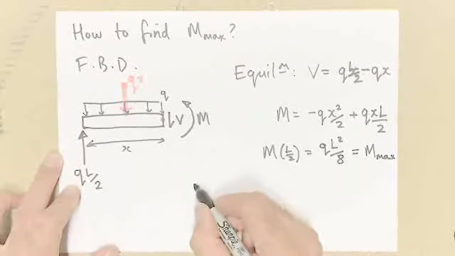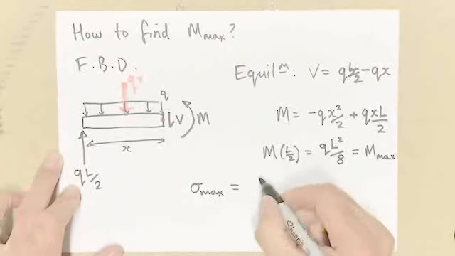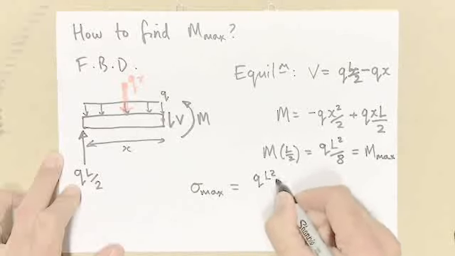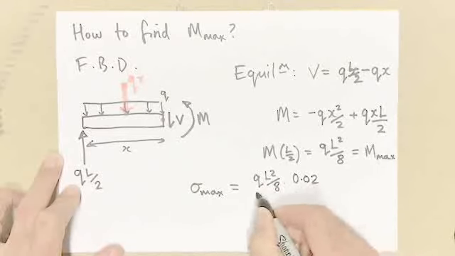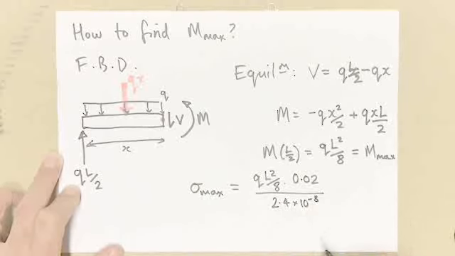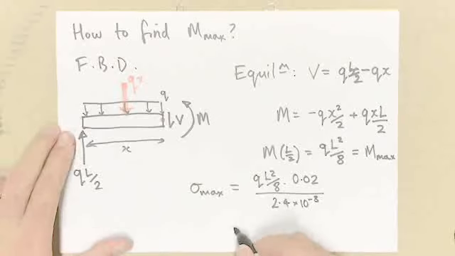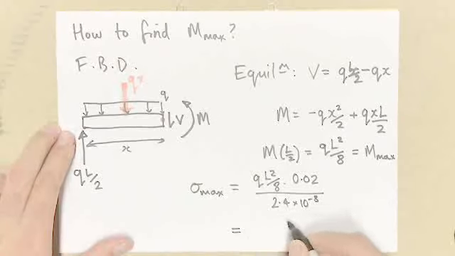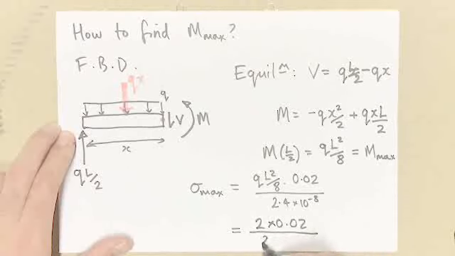Okay, so you can shove that into the maximum stress, and you get QL squared on 8, sorry, times C, which was 0.02, divided by I, 2.4 by 10 to the minus 8. Okay, we know L is 4 meters, and we know Q is QCR, so with L being 4 meters, 16 on 8 is 2, times 0.02 divided by 2.4 by 10 to the minus 8, times QCR.